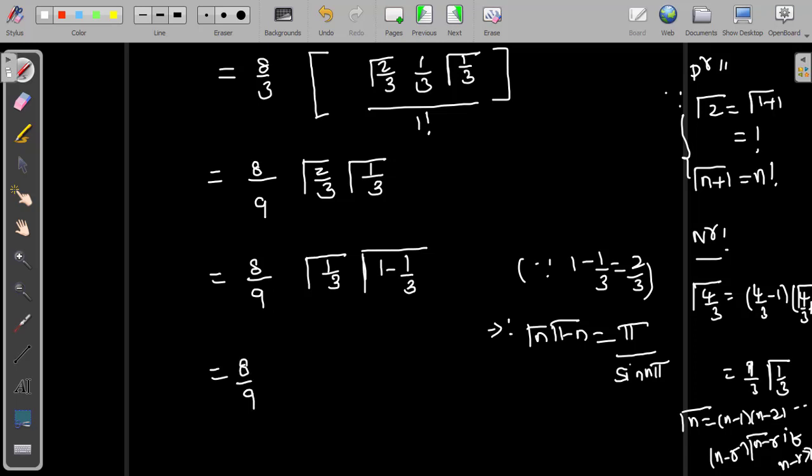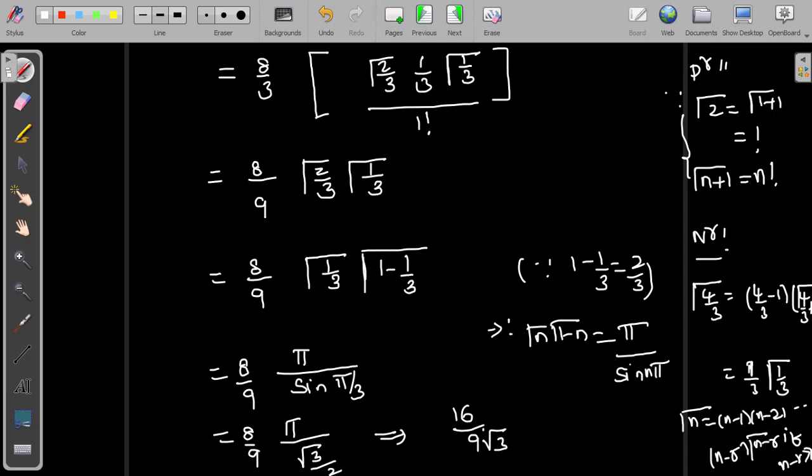So 8 by 9 into pi divided by sine n pi. n pi means n value here is 1 by 3, which means pi by 3. So sine pi by 3 means sine 60. Sine 30 is 1 by 2, sine 60 is root 3 by 2. So 8 by 9 times pi divided by root 3 by 2. So 2 is multiplied by 8, 16 divided by 9 root 3 times pi. This is the final result.